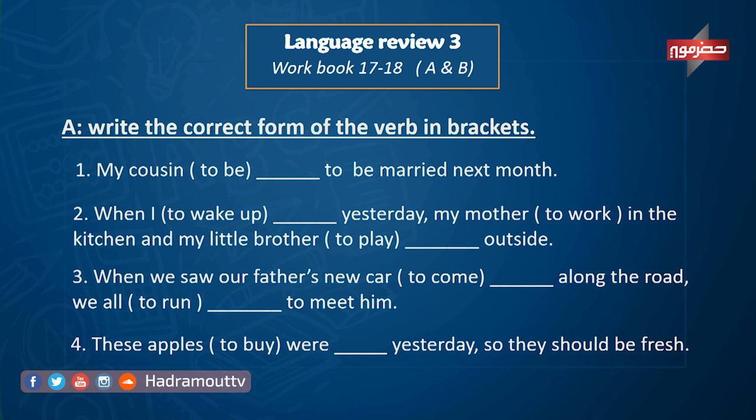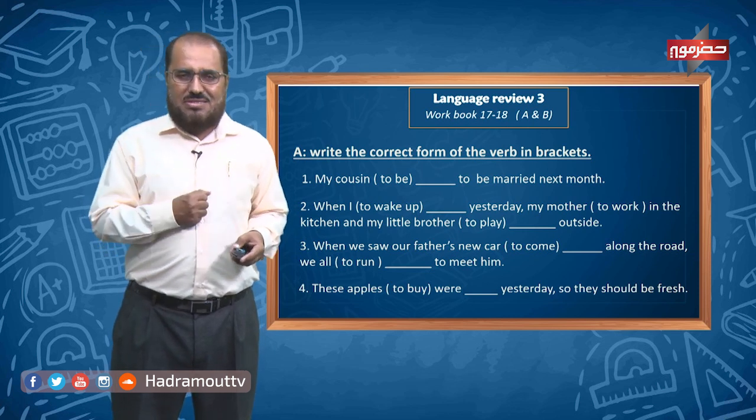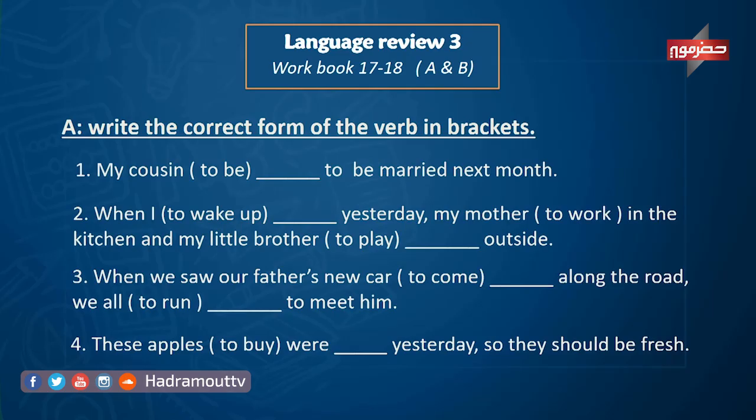Number 1. My cousin to be married next month. Here is to be. The verb be means the infinitive be. In what form must it be written here? Think carefully. Yes, it is a certain future. So it should be: my cousin is to be married next month. Is to be married. Verb to be plus to plus infinitive. This is what we use when we talk about a certain future.